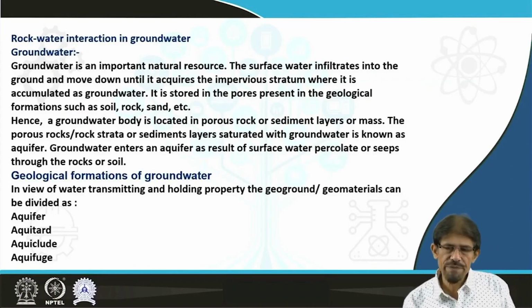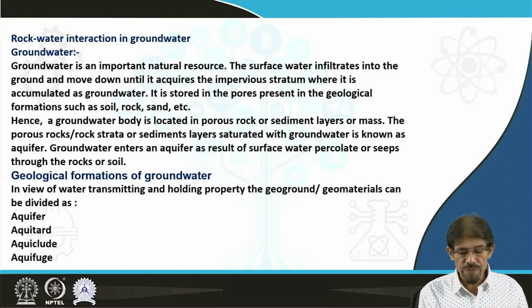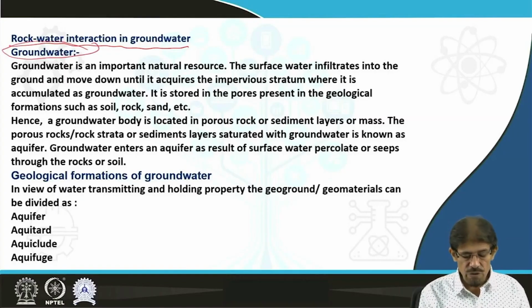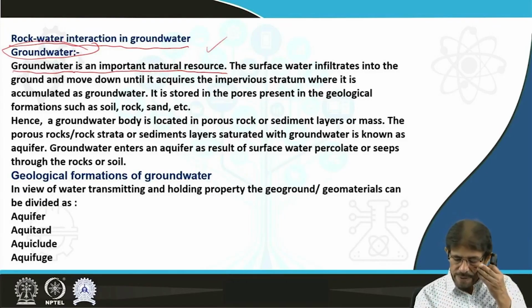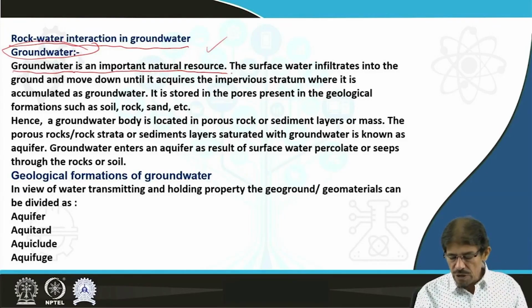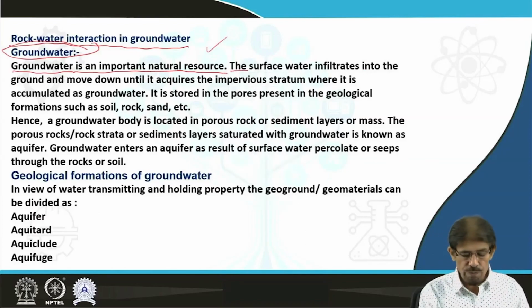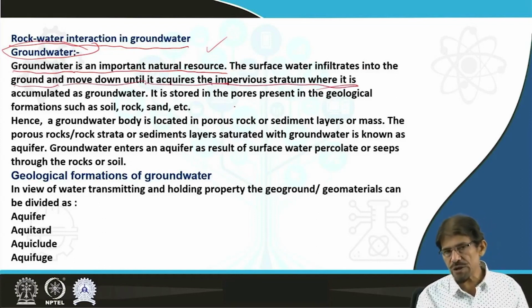Next aspect we are going to discuss is rock-water interaction in groundwater. First, what is groundwater? Groundwater is an important natural resource for drinking purpose, irrigation purpose and others. This groundwater is the surface water infiltration into the ground, moving down until it meets an impervious stratum.